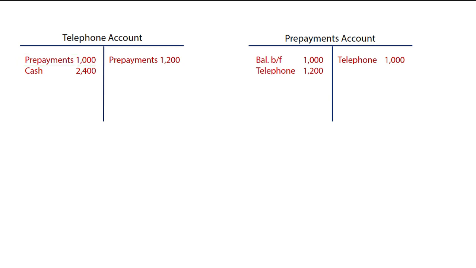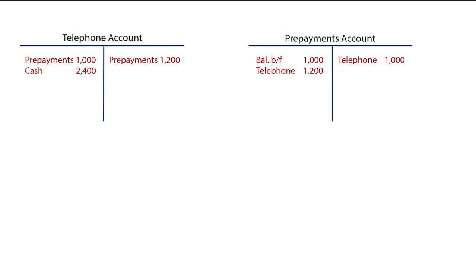So the $2,400 will be debited to the telephone account in the name of cash. Again, half of this payment relates to the subsequent year. So what do we do? We come to the telephone account and credit it in the name of prepayment for $1,200. Then debit the prepayment account in the name of telephone for $1,200.